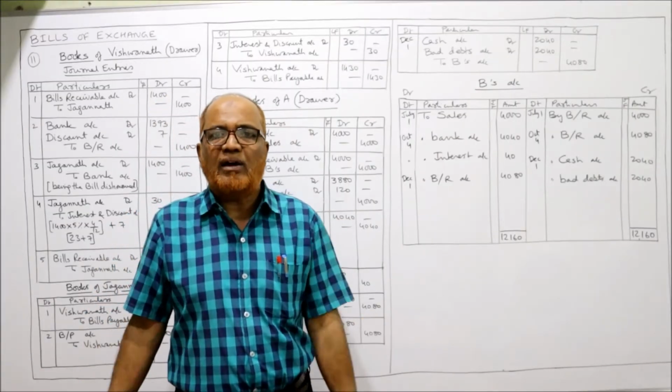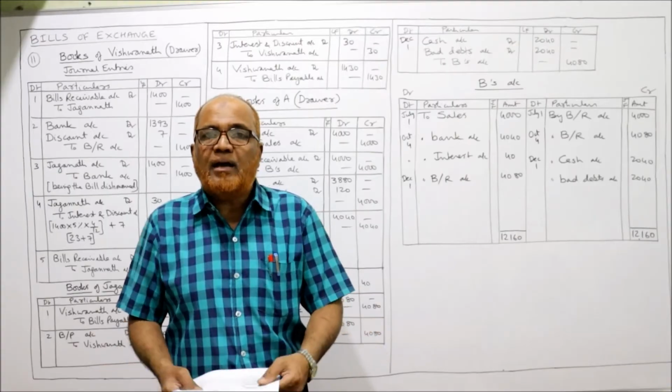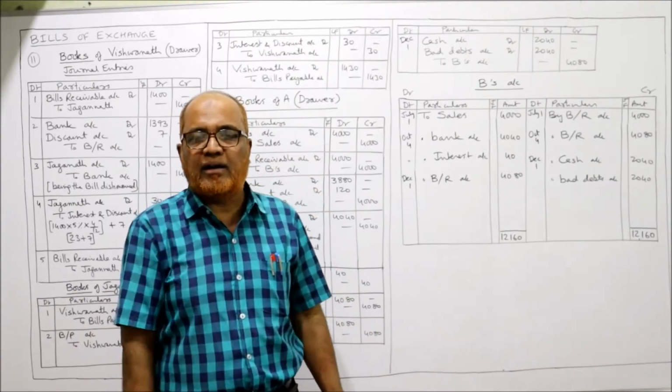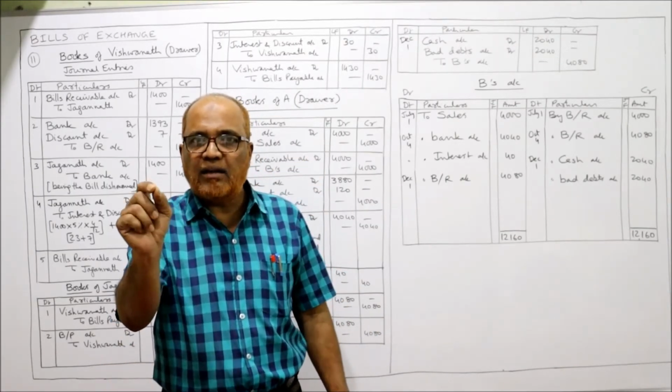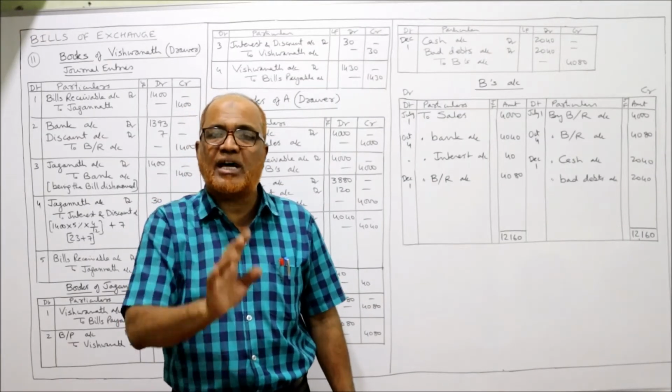B says, I don't have money. I am dishonoring the bill. Now what will the banker do? The banker will take the bill to the notary public and get the noting done. For that, 40 rupees will be paid by the banker as noting charges.